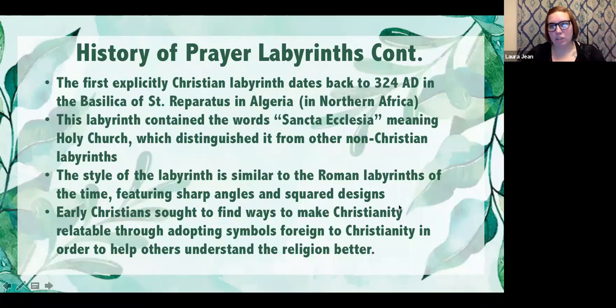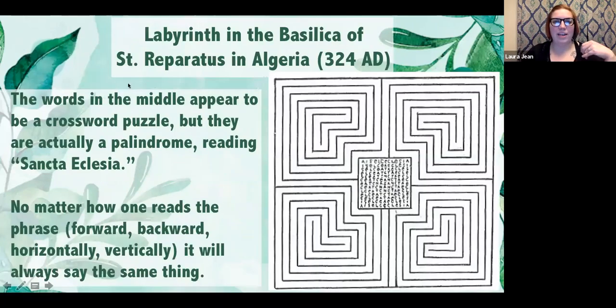And that was a way to help them understand their religion better and to connect Christianity with things from their own experiences, things they had seen that weren't explicitly Christian. So here is the first Christian labyrinth that we know of. People were probably using them way before, but this is the first time we've really seen it. So this is the labyrinth in the Basilica of Saint Reparatus in Algeria.